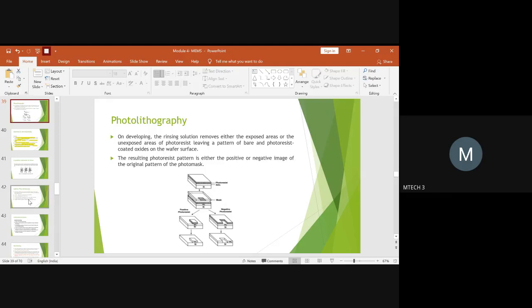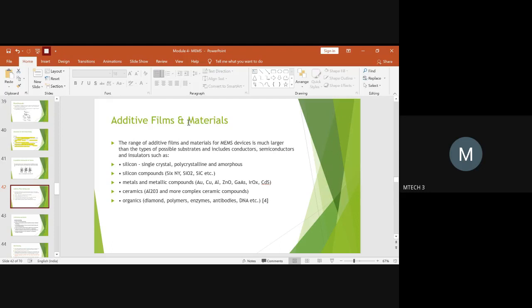So what is that? It is nothing but the additive films which are developed by using some materials, right? So which are the feasible materials as an additive layer? That you have to think about. The types and varieties of additive films and additive materials which are available for MEMS devices have a huge possible combination compared to that of its substrates, right?